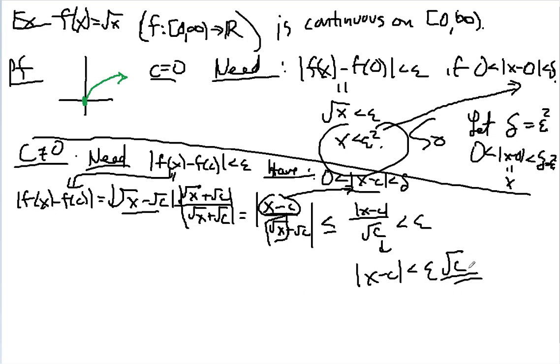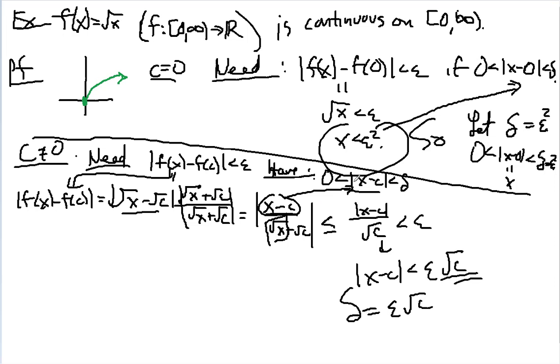If I want to prove it's continuous at 4, I'm going to make delta equal to, if c is equal to 4, 2 epsilon. If I want to prove that this is continuous at 7, I'm going to let delta equal the square root of 7 times epsilon. So this is the basic idea behind the proof, and the key is just doing some high school algebra to get the x minus c in there.